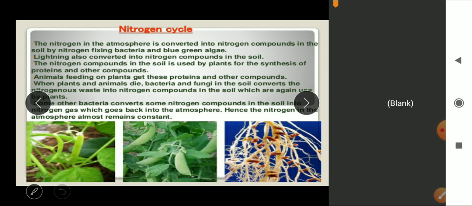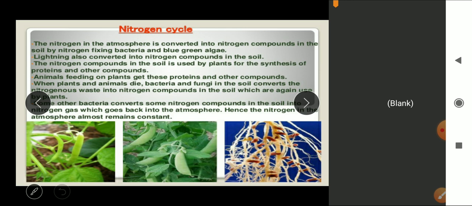Then we learned about some bacteria present in the soil. They fix nitrogen from the atmosphere and convert it into nitrogenous compounds. Certain bacteria convert compounds of nitrogen present in the soil into nitrogen gas, which is released to the atmosphere, and the percentage of nitrogen in the atmosphere remains constant.